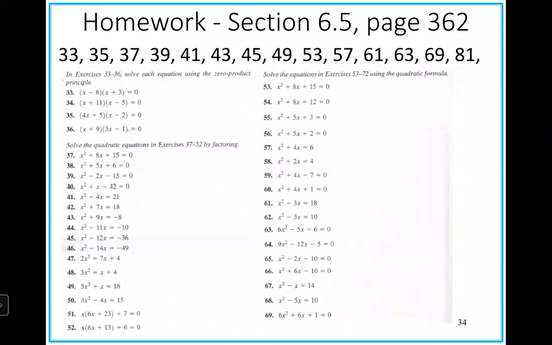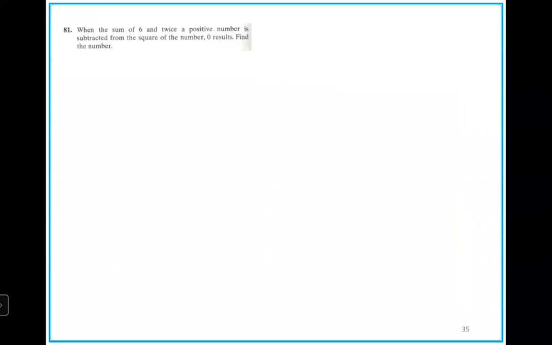Okay, so I'll skip that and just go straight to the questions we have here assigned for homework. So you're going to be using the zero product principle to solve these. Here, they want you to factorize and solve. And then here, they want you to use the formula. Well, there's only selected questions. So whatever question numbers you see here, those are the questions you're going to do. And then there's another question on the end there for that section.